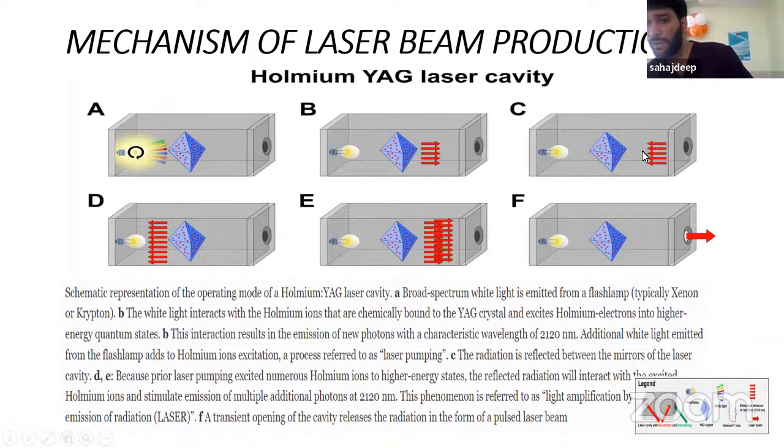These photons are reflected by the mirror at the end of the cavity. The reflected rays again interact with the holmium ions, which results in further excitation of the holmium ions. And this cycle continues, resulting in the pumping. And at the end of the cavity, there is a transient opening which allows the laser beam to exit when desired.